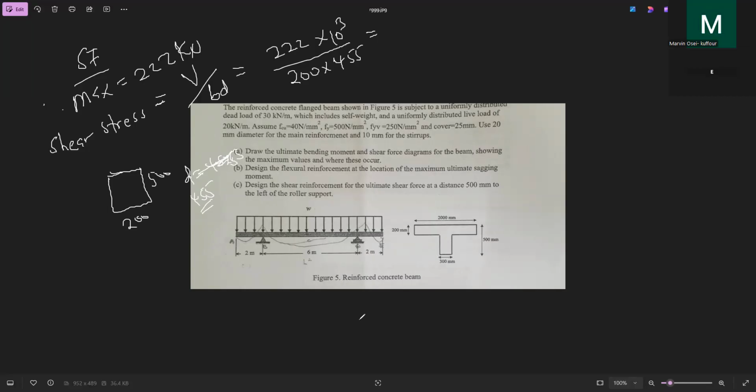2.439. Okay, so 2.439 Newton per mm squared. That is our shear stress. And shear stress, remember, is represented by small v. So small v is 2.439 Newton per millimeter squared.